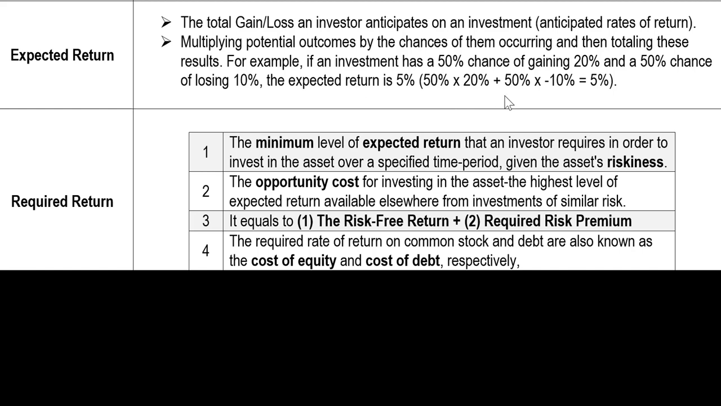50% of 20% plus 50% of negative 10% because of loss. So that is 5%. This we call the expected return. Just keep in your mind the expected return involves probability.